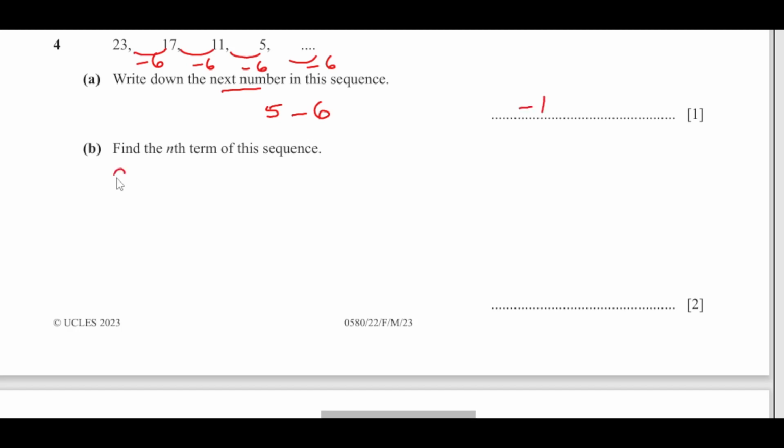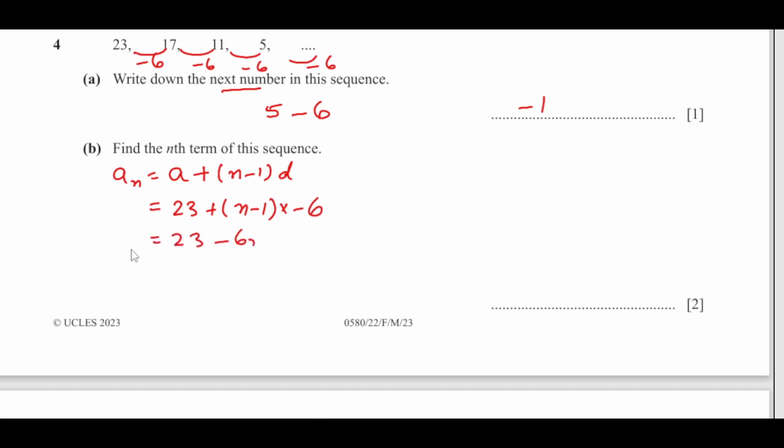Find the nth term. So now for the nth term, the formula is a plus n minus 1 into d, where a is the first term, n is the term number and d is the common difference. So a, the first term here, is 23, plus n minus 1 into -6, right? So this is going to be 23 minus 6n plus 6. So this 6 is going to multiply over here in the bracket. So we have here -6n plus 29, or we can write down 29 minus 6n.